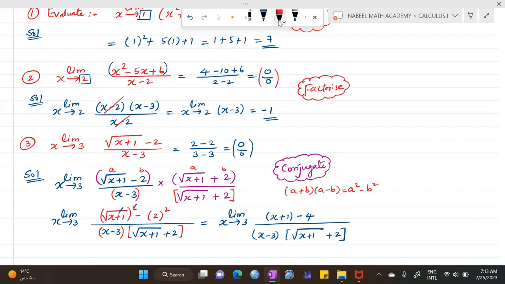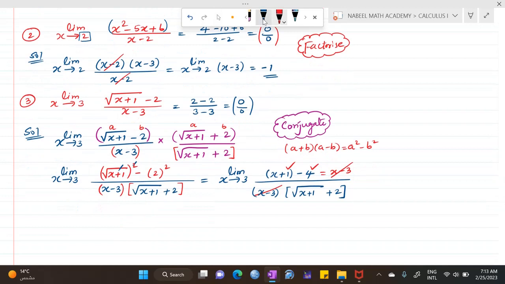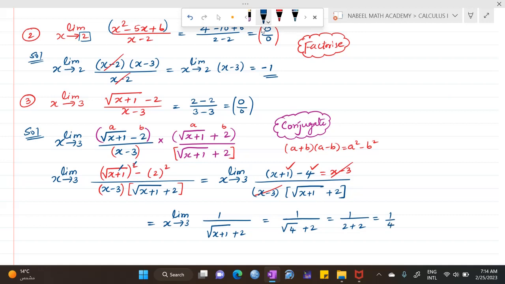Now if you simplify, what is this one? x. So if you simplify this part, you will get −3. So x − 3 and x − 3 get cancelled. What are the remaining things you have here? Limit x approaches 3, and then you have 1 over √(x+1) + 2. Now apply the limit. When you replace x with 3, you will get 3 + 1, which is the square root of 4, plus 2. So the square root of 4 implies 2, plus 2, which is equal to 1 over 4.